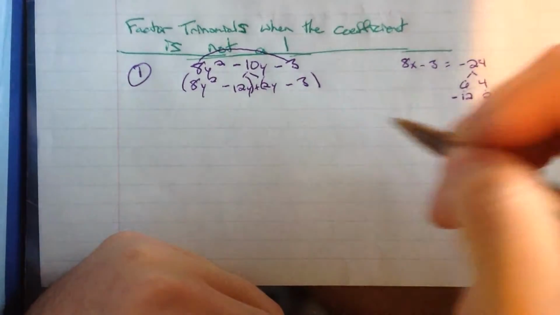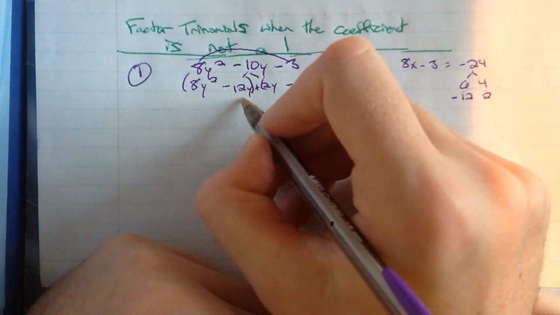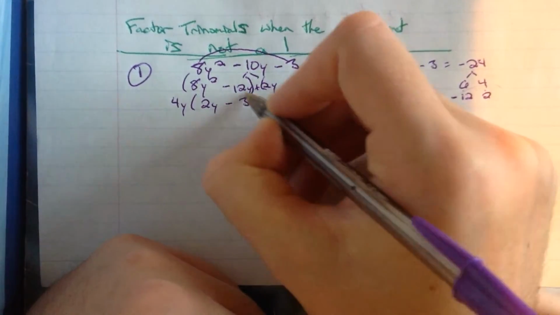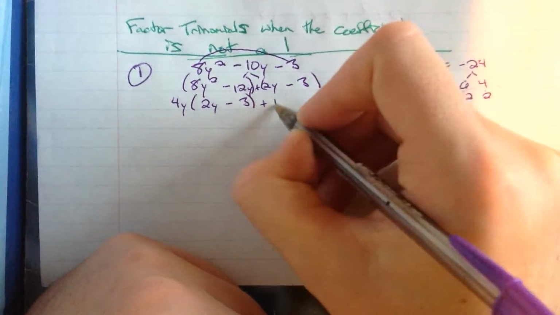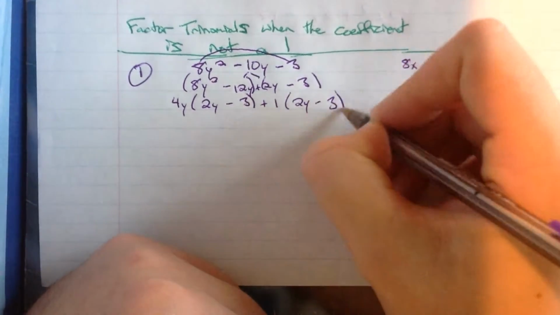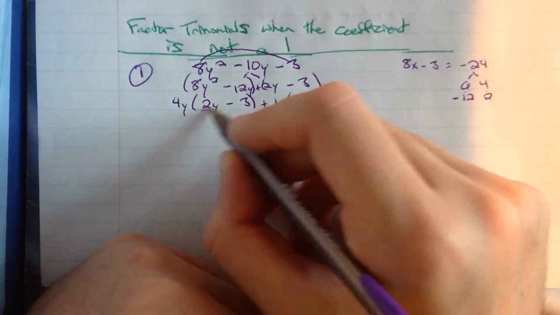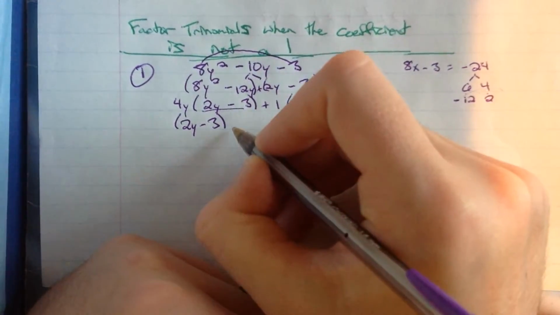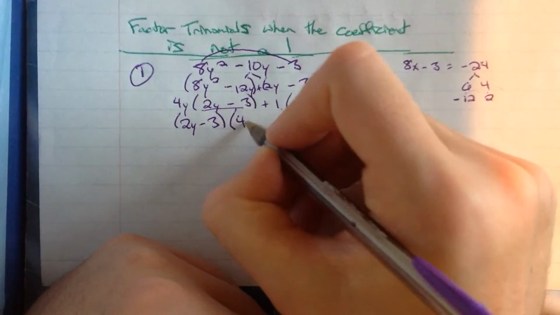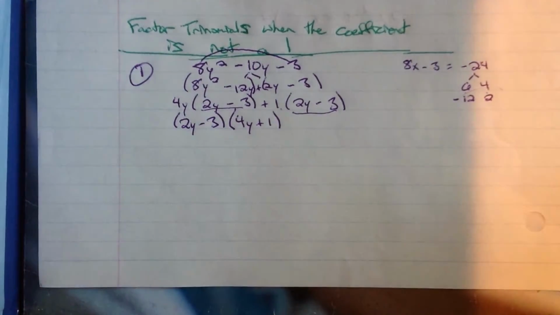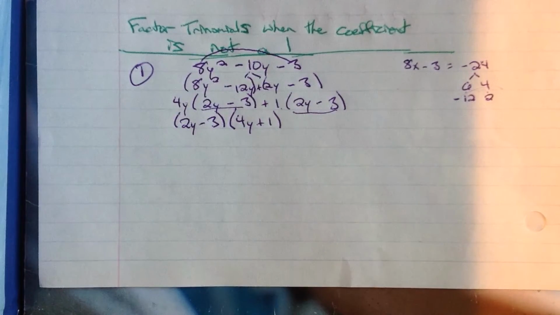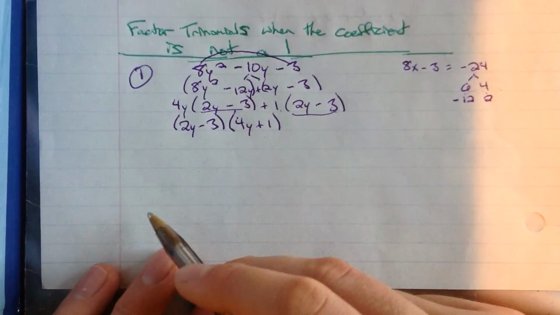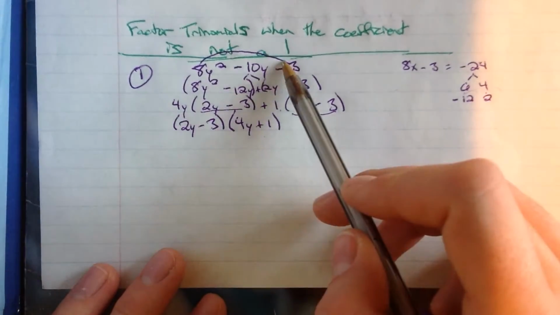Group in pairs of 2, since we had 4 terms, and pull out what's common. The first thing that's common is a 4y, leaving me with 2y minus 3. There's nothing common in the second term, so I'm just going to put a 1. So since they share the same 2y minus 3, it becomes the first term. What you pulled out becomes the second. And this would factor to become 2y minus 3, 4y plus 1. You can check yourself by foiling this. You should get back to here.